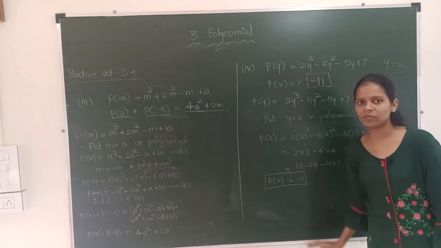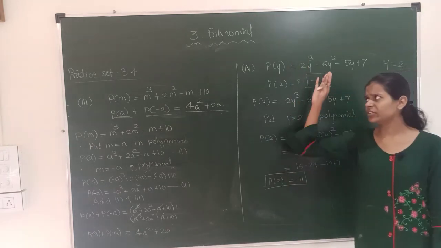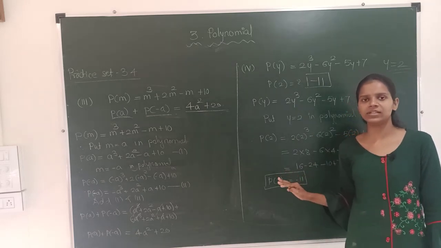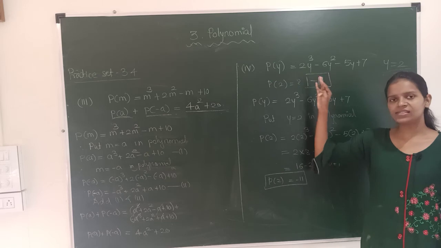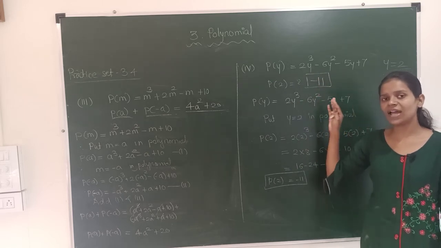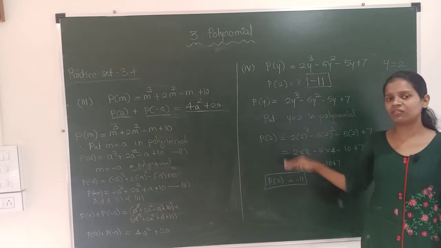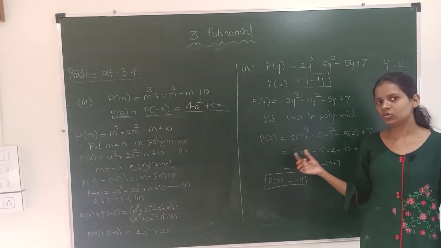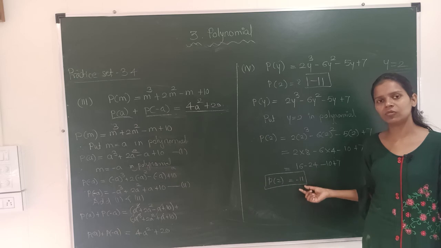This is the normal example. This is the standard form of example. There is no trick or anything. So simple an example it is. We just have to put y equal to 2 in the polynomial, and we get the value of the polynomial. So if we put the value 2 in the polynomial, p(2) is equal to minus 11 is the answer.